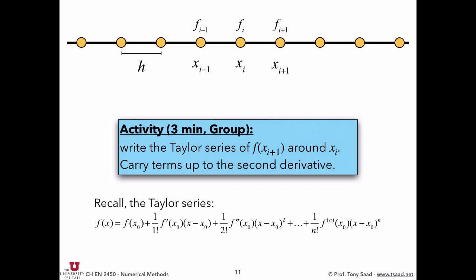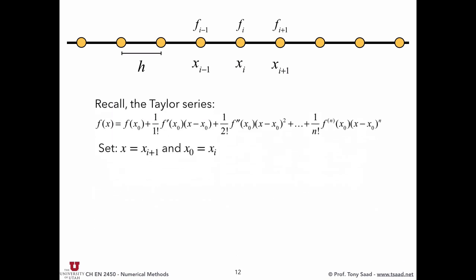Okay, so what Katie's saying is simply we take our formal definition of the Taylor series, which tells us the function value at point x around point x0 is f of x as a function of x0. Over here, we're just saying find the function value at xi plus 1 around point xi. So x becomes xi plus 1, x naught becomes xi. Set x equal xi plus 1 and x0 equal xi, and you get this.